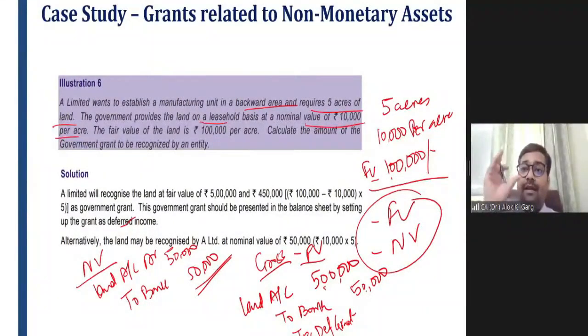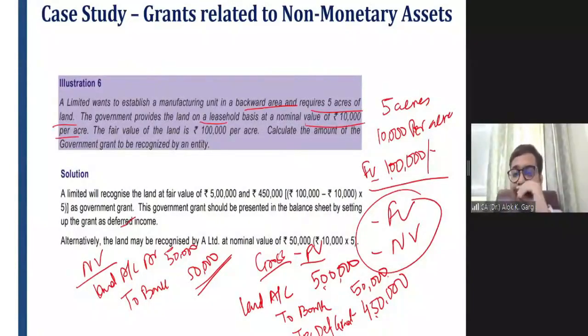The fair value is 5 lakh rupees. The company has paid 50,000 rupees. It means the value of the grant is 4,50,000 rupees. The value of the grant is 4,50,000 rupees. Clear? Is it clear, guys? I hope it is clear to all of you.